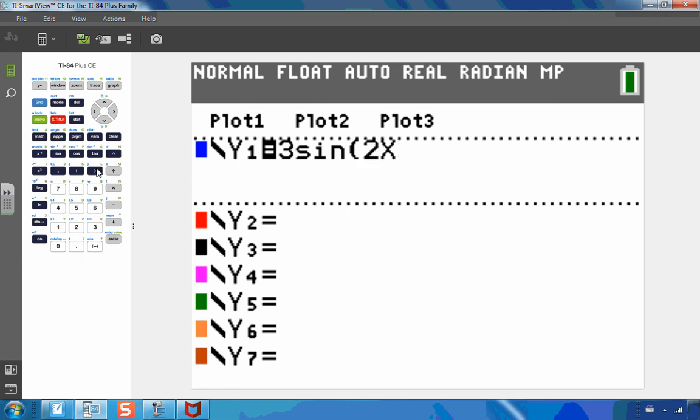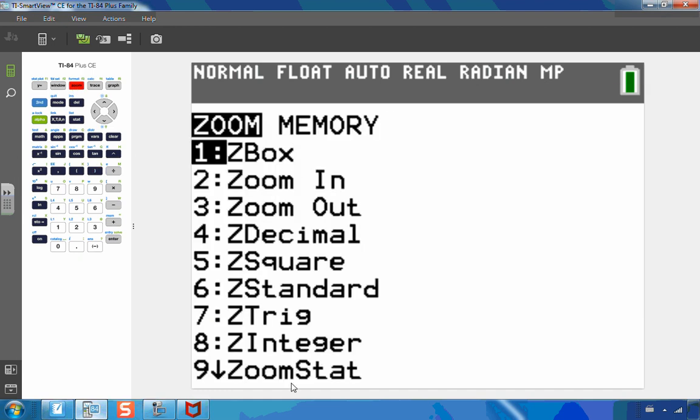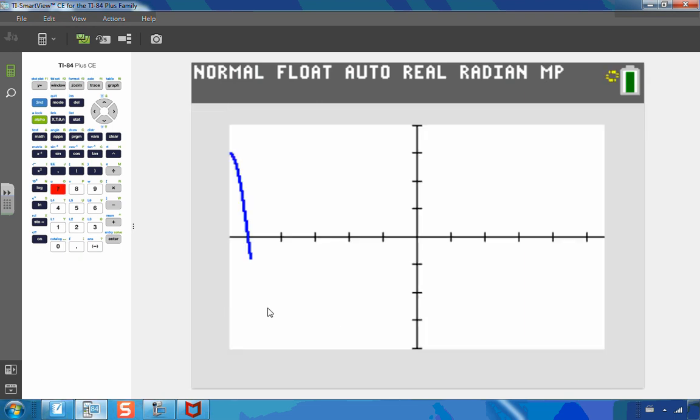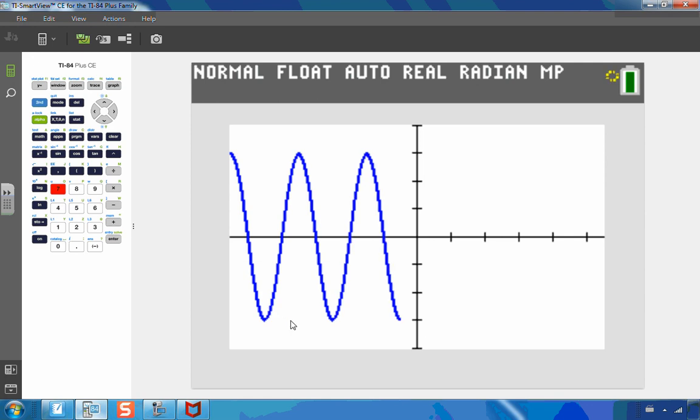So I just want to show you something about the windows. Okay, so was that my formula? 3 sine 2x, yes. Because you're already in radians, you don't even have to worry about the windows if you use this little trick. If you go zoom and you go down to trig, see zoom trig 7? It sets it to a standard window setting for trig, which is what we're working on. And there we go. It does a nice little window for you.